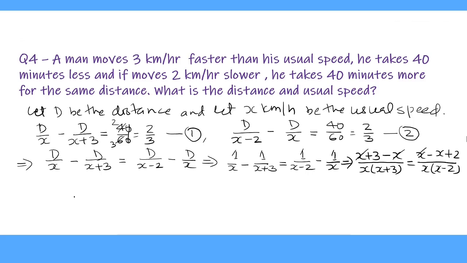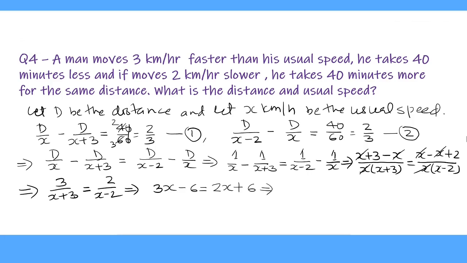So on both sides x's are cancelled, and also x is cancelled in the denominator. This gives us 3 upon x plus 3 equal to 2 upon x minus 2. On cross multiplication we get 3x minus 6 equal to 2x plus 6. On solving, we get 3x minus 2x, which is x, equal to 6 plus 6 equal to 12. So speed is 12 kilometer per hour. Usual speed of the person is 12 kilometer per hour.